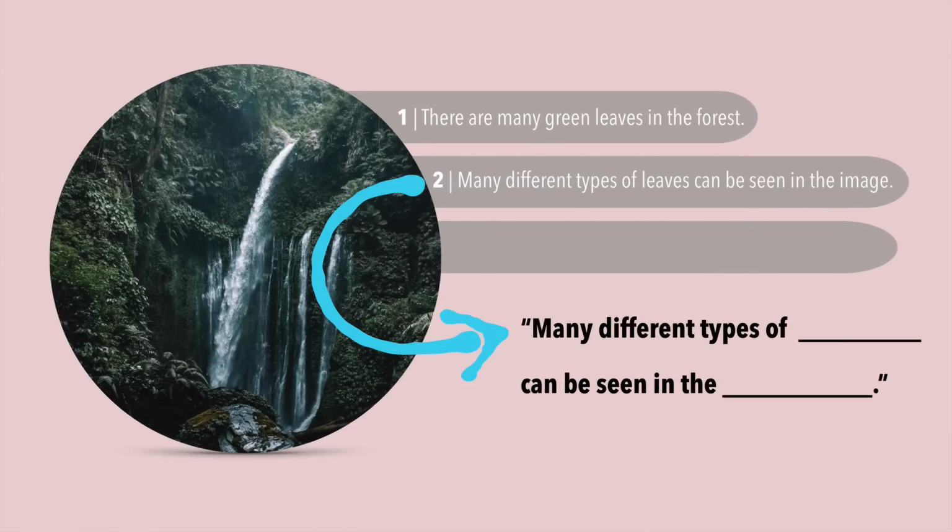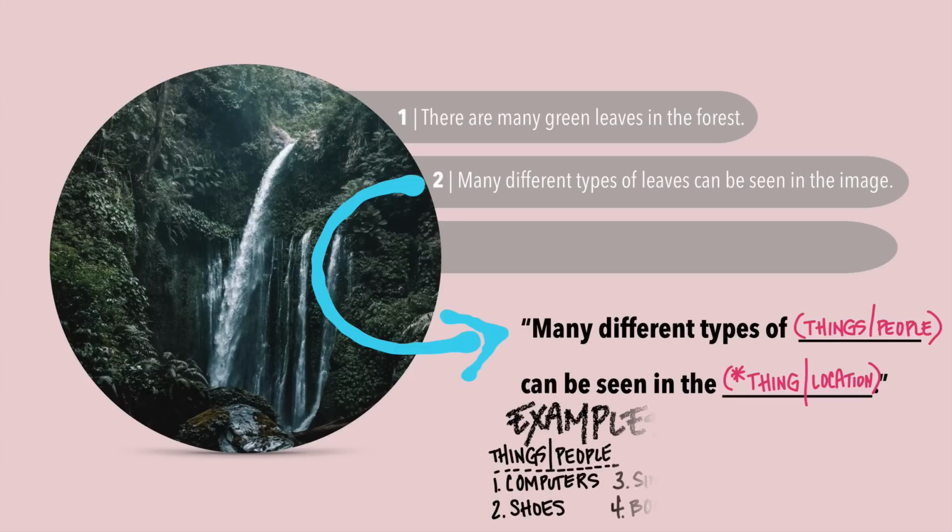Okay, so now we're back at our first picture. Now we have our next sentence. It says, many different types of leaves can be seen in the image. Well, now we have a pattern. Many different types of things or people can be seen in the thing or location. Now, let's see some examples.